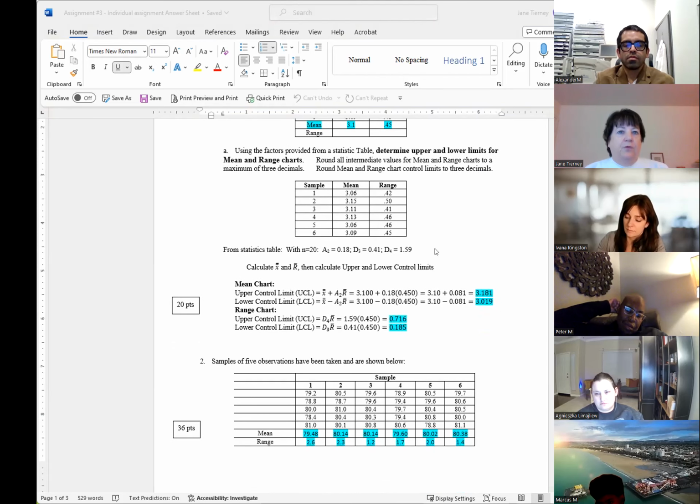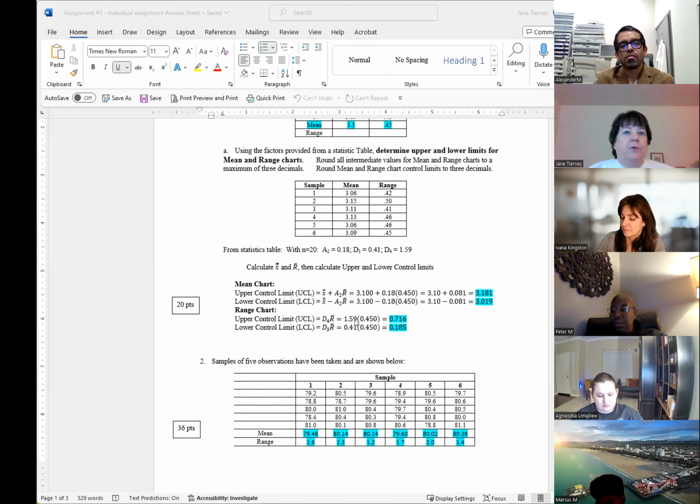Okay. And then for the range chart, we use the D3 and the D4. So for the upper control limit, we take the R bar, which is the 0.45, and we multiply it times D4, which is the higher of the numbers. So if you got confused about this, for the upper control limit we're going to take the bigger number. For the lower control limit, we're going to take the smaller number.